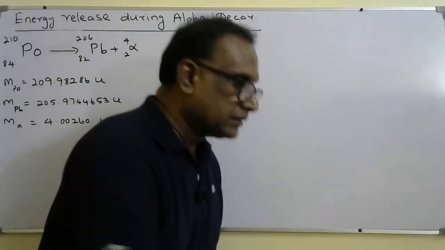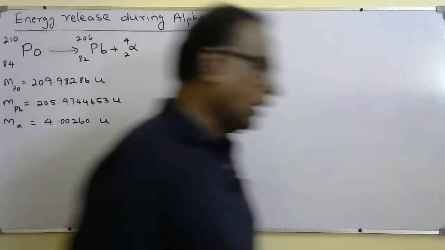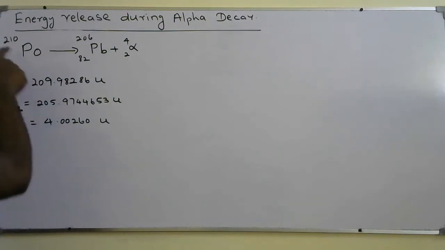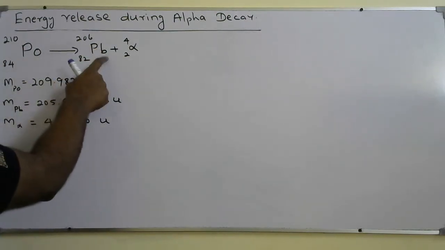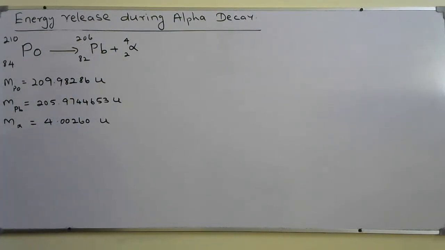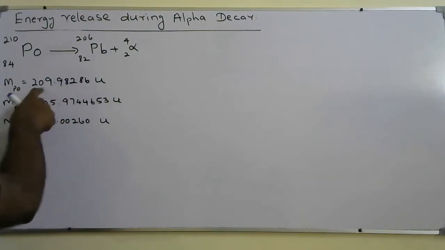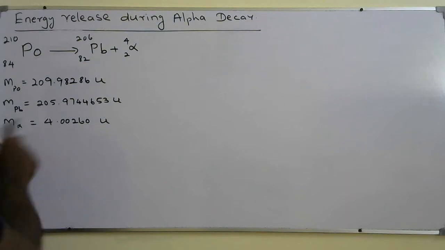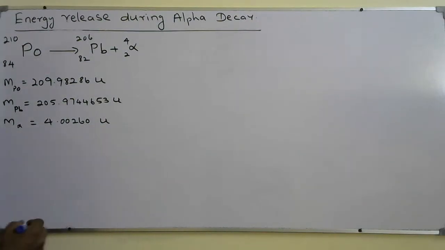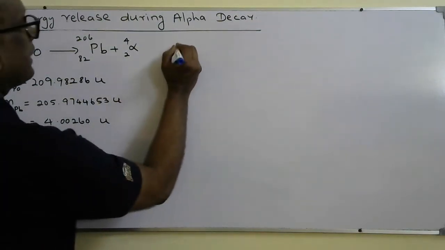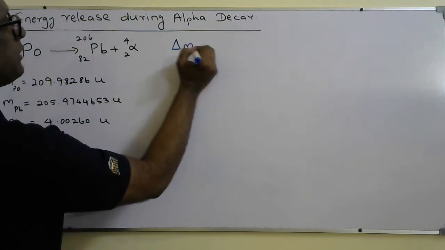Okay, so this is the given example. Polonium isotope with mass number 210 decays into lead 206 and alpha. Here the masses of the polonium nucleus, lead, and alpha are given in unified atomic mass units. So we will find the mass deficit. The mass deficit we are going to find.